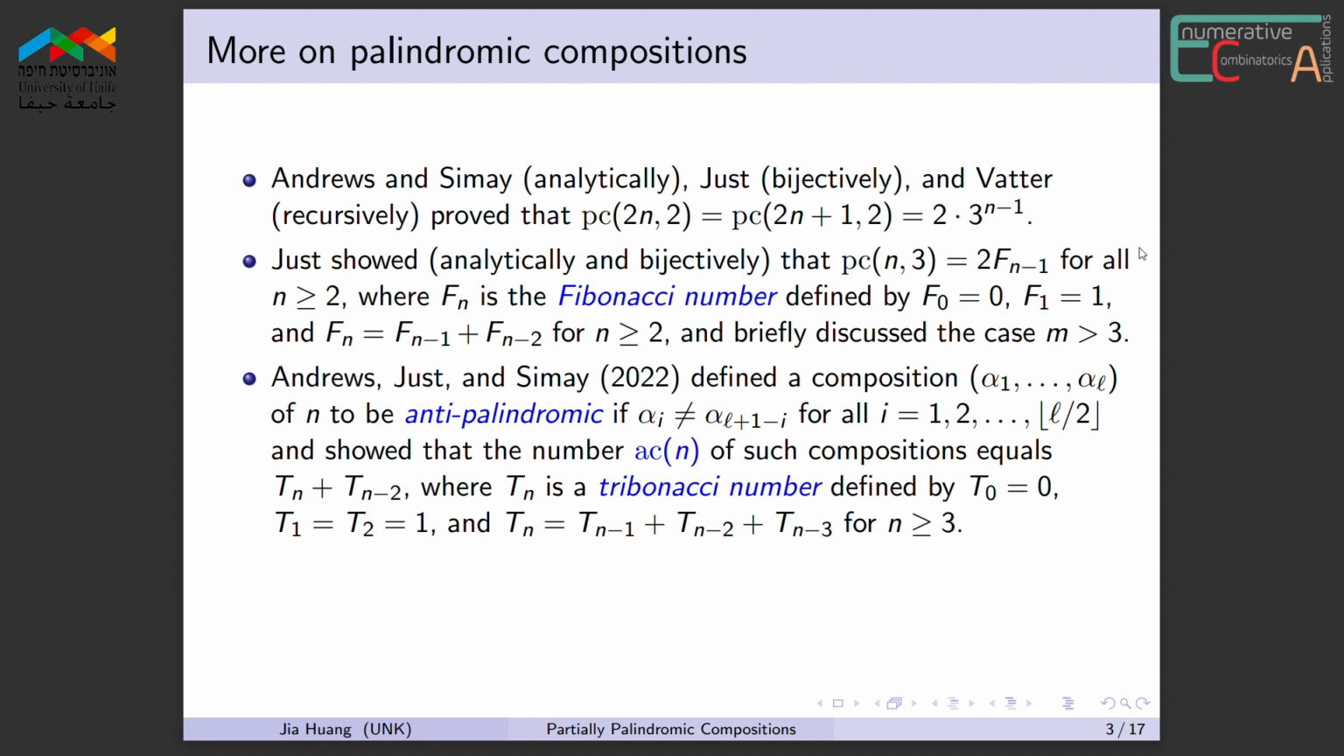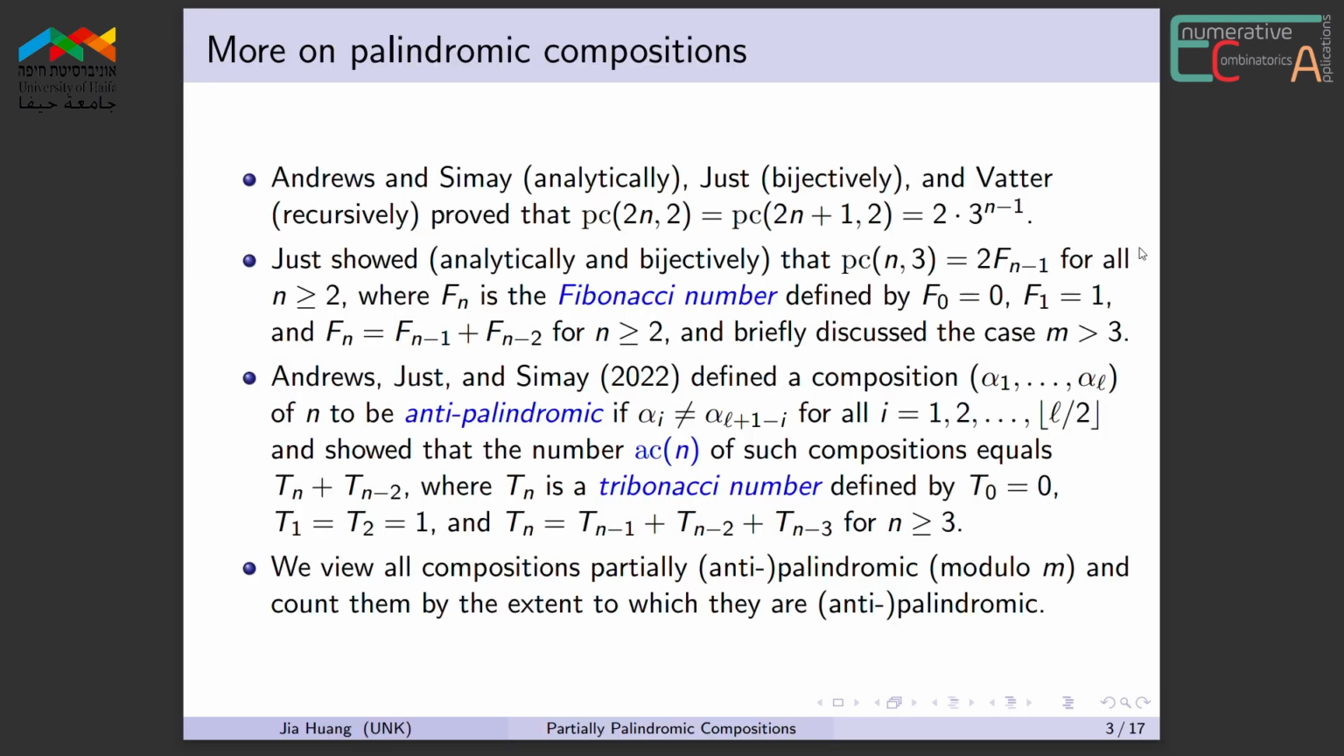Shortly after that, Andrews, Just, and May defined a composition to be anti-palindromic if the ith part and ith last part are unequal for all i. They showed that the number AC of n of such compositions equals Tn plus Tn minus 2, where Tn is a Fibonacci-type number. The first three terms are 0, 1, 1. After that, every term is the sum of the previous three terms.